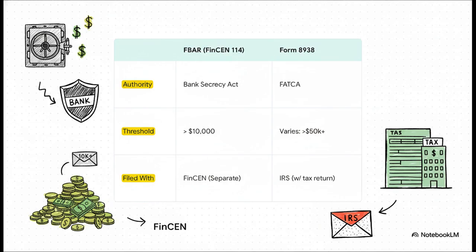The FBAR, that comes from the Bank Secrecy Act. Form 8938, that's from FATCA, the Foreign Account Tax Compliance Act. The thresholds, totally different as you can see. But the most critical difference is that last row. The FBAR is a separate filing that goes to FinCEN. Form 8938 is filed with your income tax return to the IRS. Filing one does not satisfy the requirement for the other.